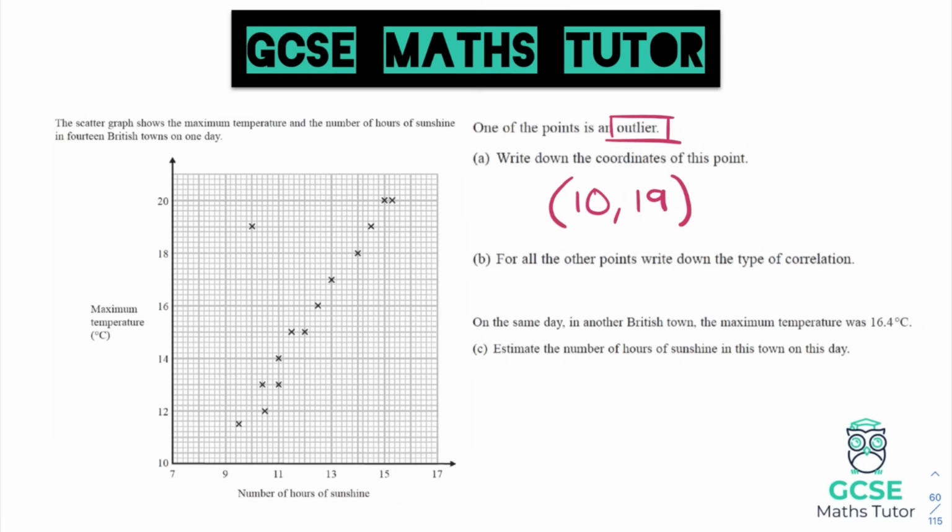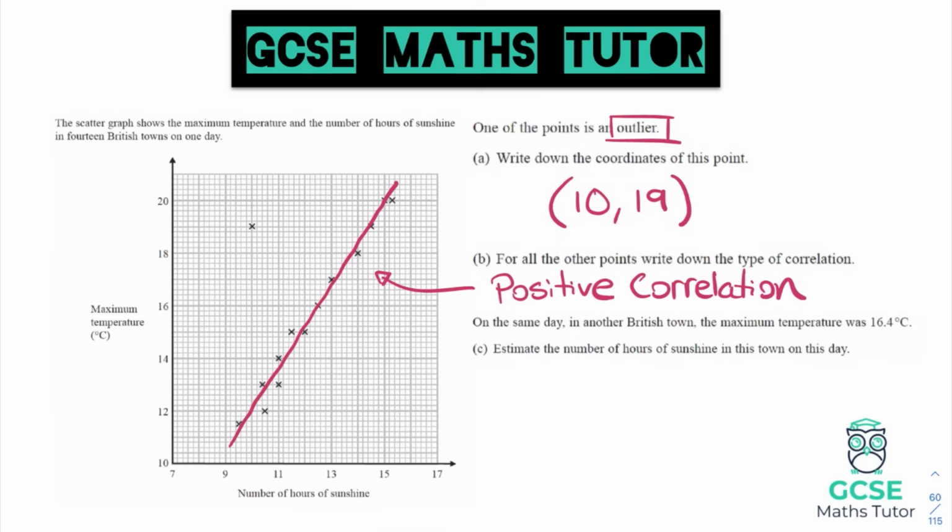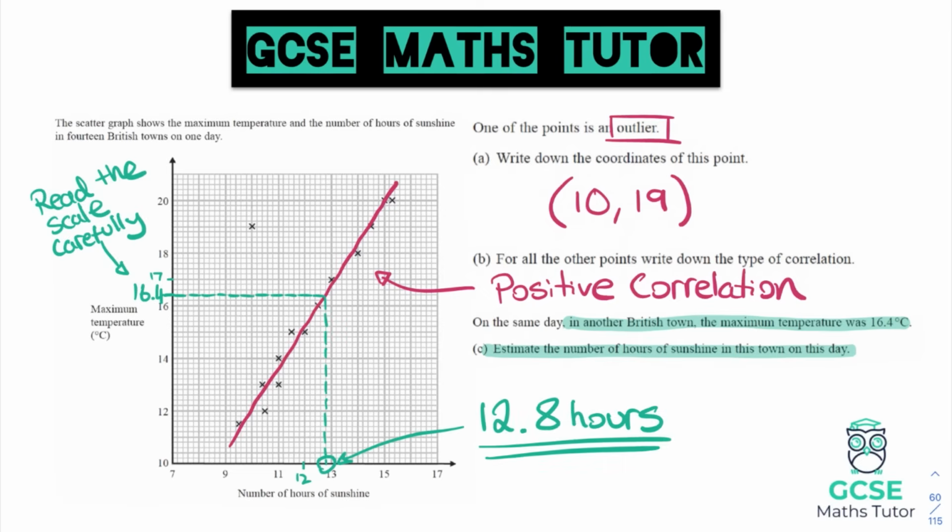When you are using a line of best fit, you're going to want to draw a line of best fit. If it's sloping up, it's a positive correlation. If it's sloping down, it's a negative correlation. And if you're asked to read from that line of best fit, go across to your line of best fit carefully and make sure you read the scale accurately.